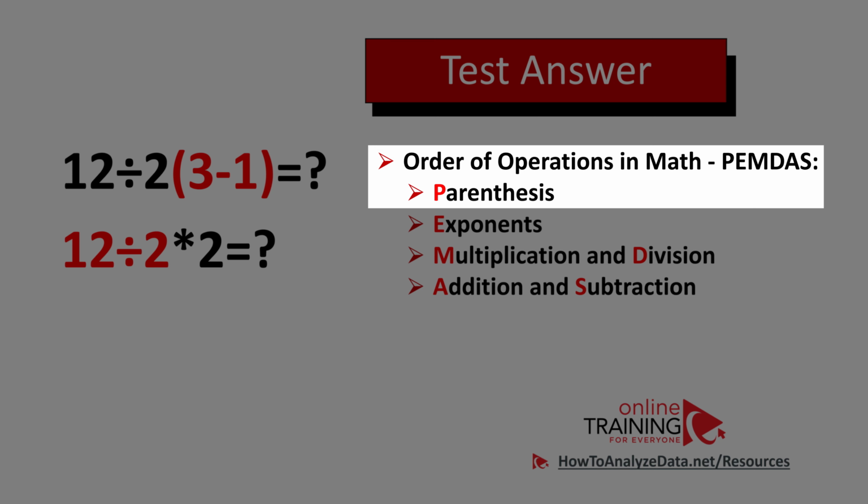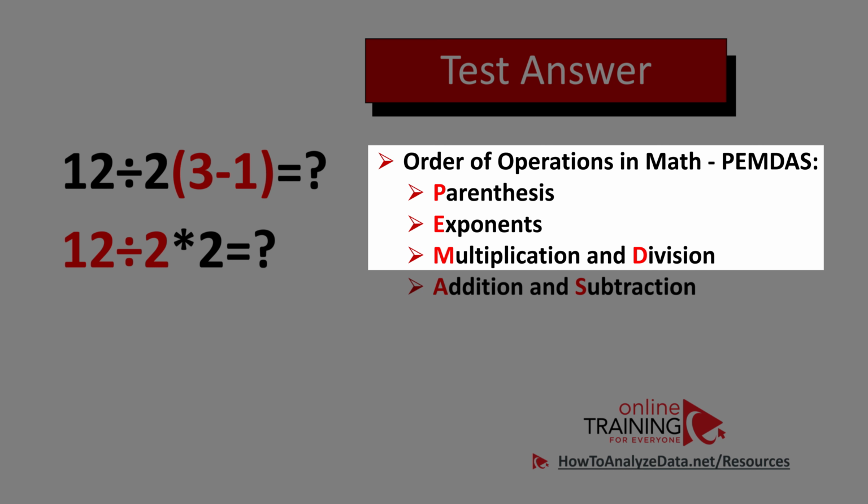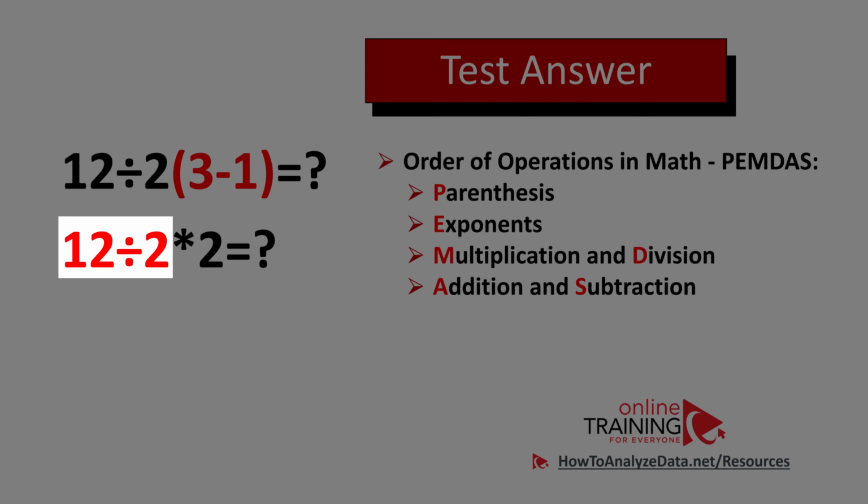PEMDAS tells us that we need to do multiplication and division. But what the order doesn't mention is that we need to do it from left to right. And what's interesting, the acronym itself is a little bit confusing, because it shows multiplication first and then division. But in our case, we need to do division first and divide 12 by 2, and then do multiplication.